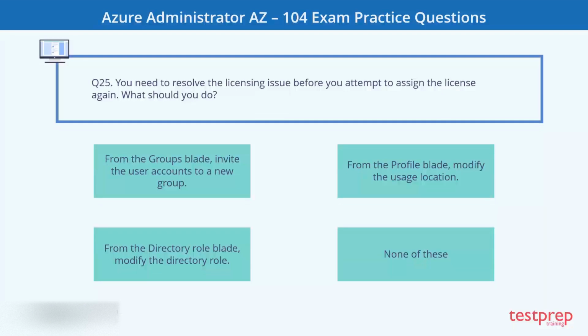Question 25. You need to resolve the licensing issue before you attempt to assign the license again. What should you do? 1. From the Groups blade, invite the user accounts to a new group. 2. From the Profile blade, modify the usage location. 3. From the Directory role blade, modify the directory role. 4. None of these. The correct answer is 1. From the Groups blade, invite the user accounts to a new group.